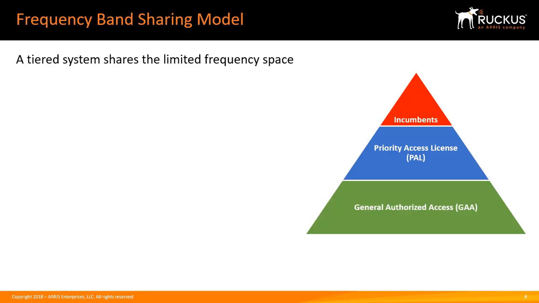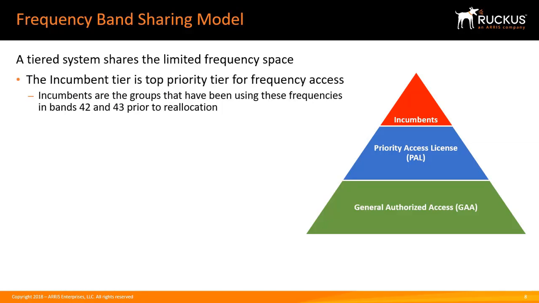Let's take a quick look at these tiers. At the top is the incumbent tier. It has the highest priority of CBRS spectrum access. These are the incumbents, or the groups that have been using these frequencies in bands 42 and 43 prior to reallocation. As the highest priority tier, they can access any portion of the frequency at any time.